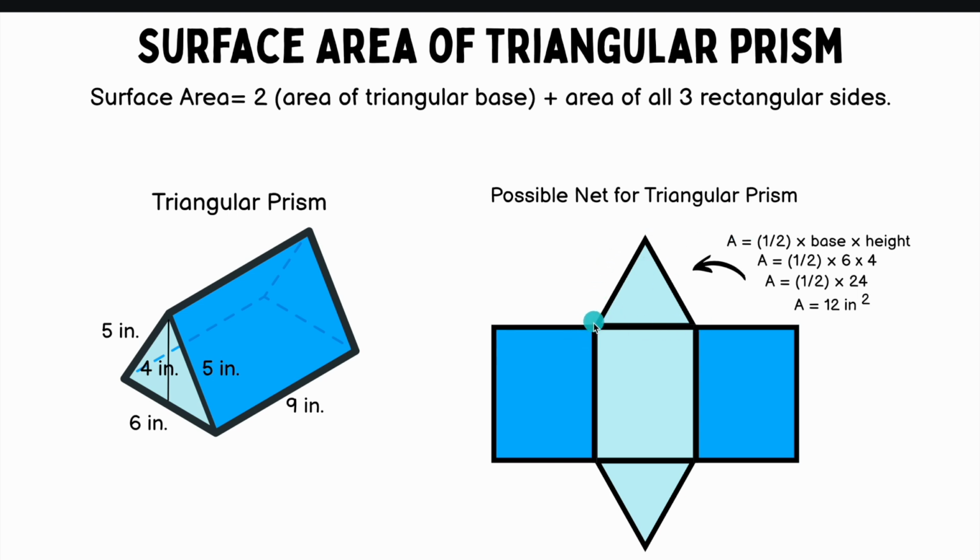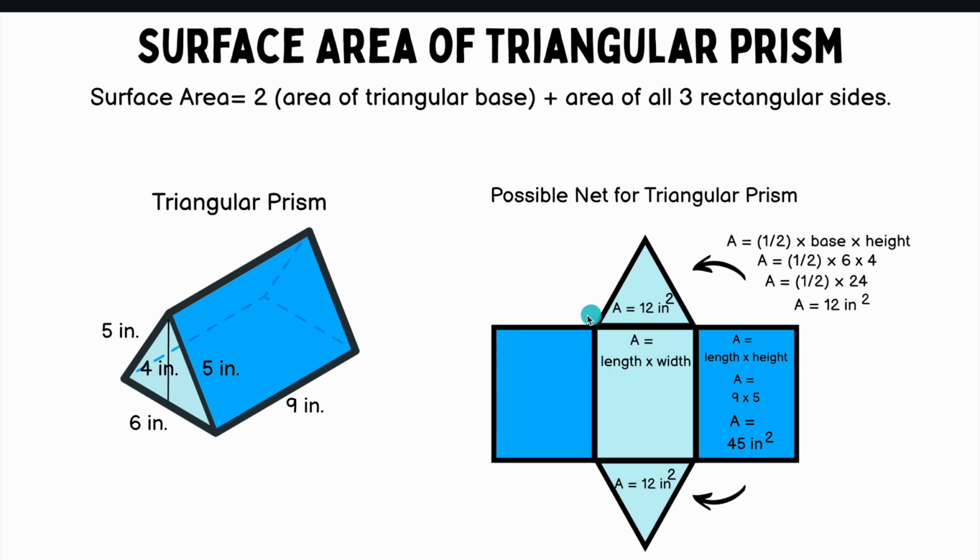If the area of this triangular face is 12 inches squared, we know this triangular face also has an area of 12 inches squared. Now let's find the area of this rectangle. Let's take the length times the height. We notice the length is 9 inches and the height is 5 inches. We know that 9 times 5 is 45 inches squared.